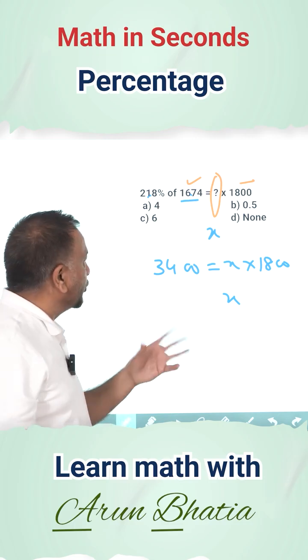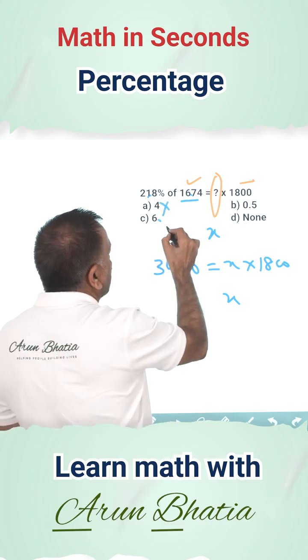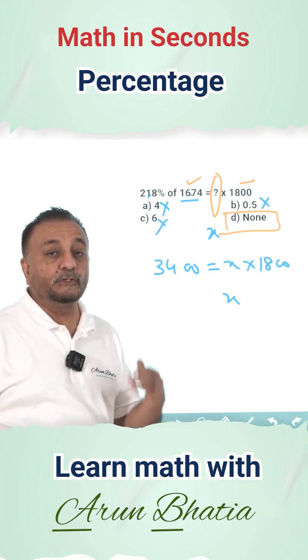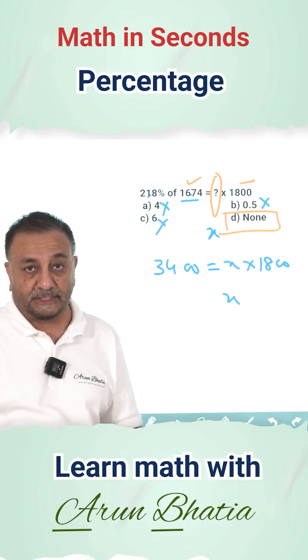So answer is around 2. This is not the answer, this is not around 2. So answer is none of these. So like this, we can use approximation and save the time.